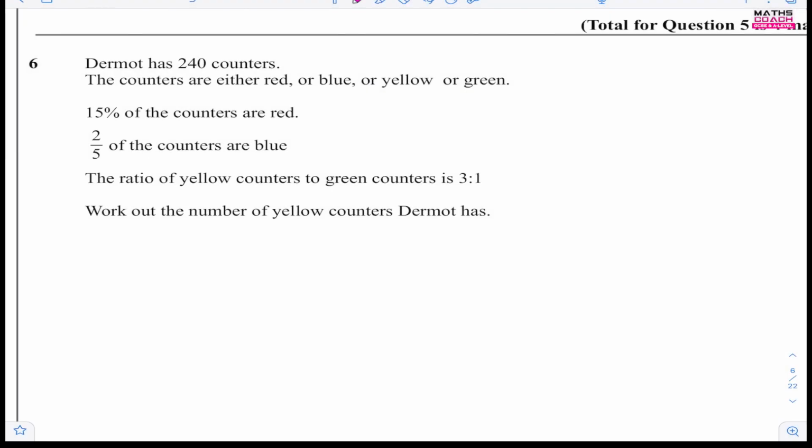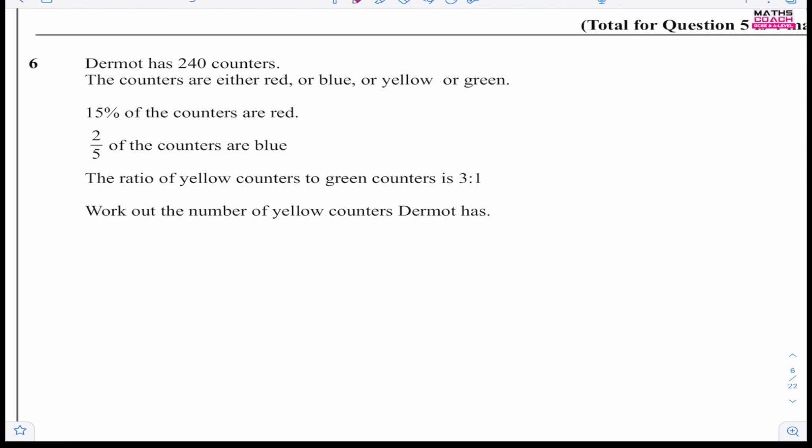Question 6. Dermot has 240 counters. The counters are either red or blue or yellow or green. 15% of the counters are red. 2/5 of the counters are blue. The ratio of yellow to green counters is 3:1. Work out the number of yellow counters that Dermot has.